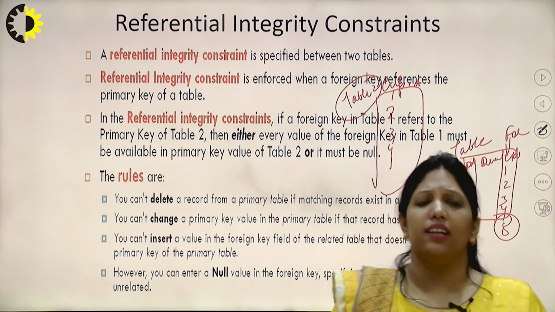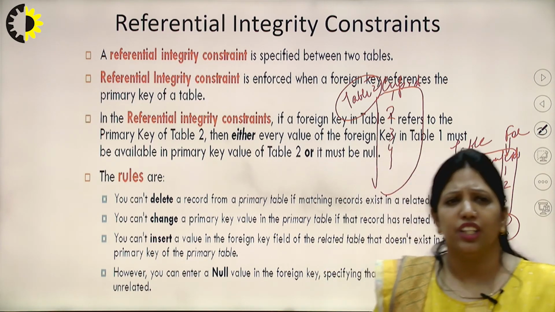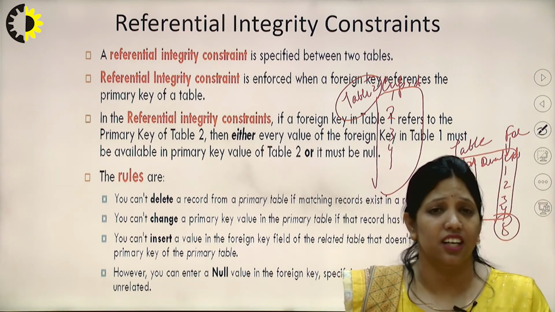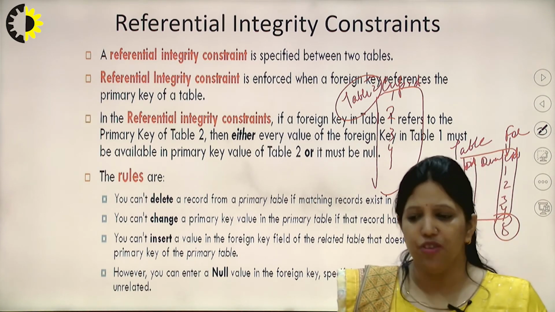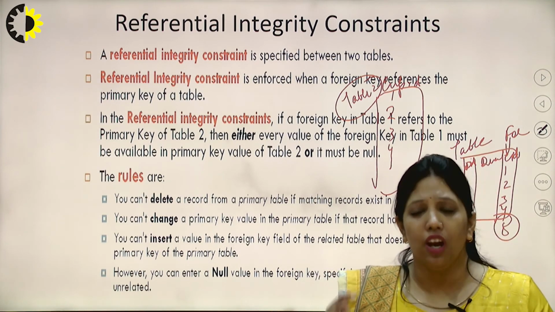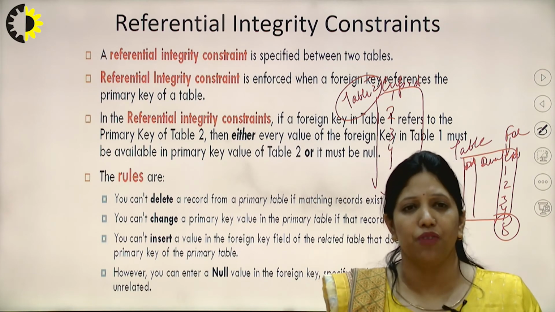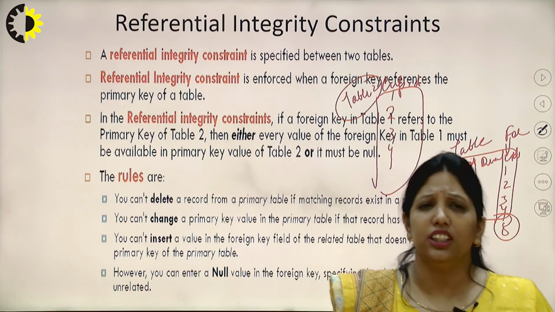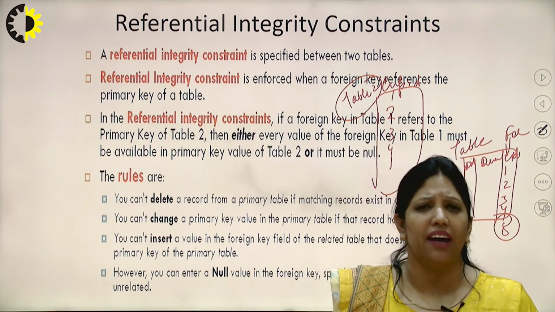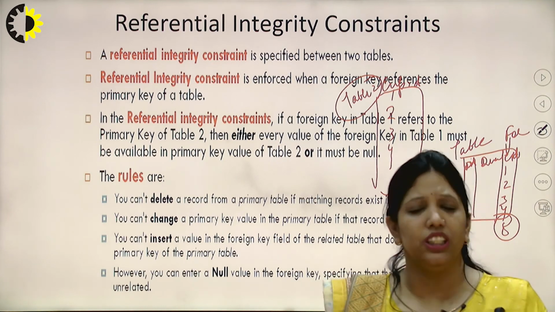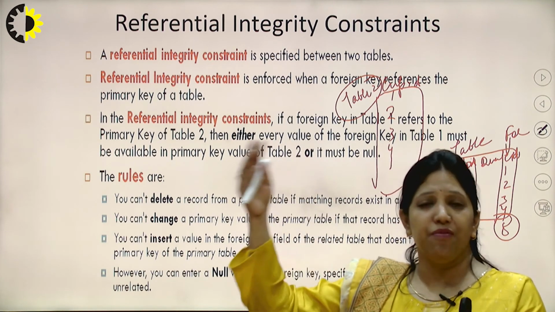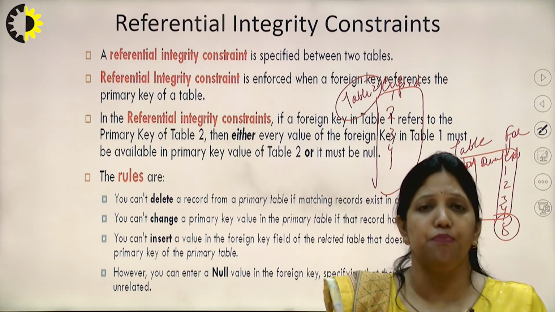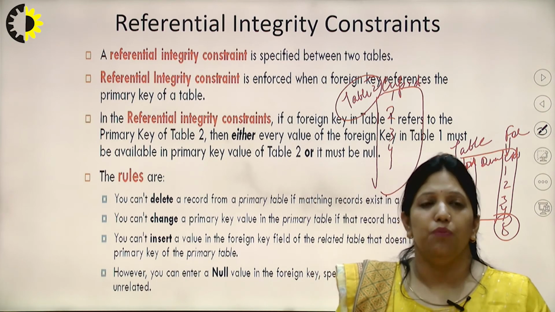So the rules for this referential integrity constraint are: you cannot delete a record from the primary table if a matching record exists in the related table. If we are using the primary key as a foreign key, then we will not delete any record from the base table if that data is used in the foreign key. You cannot change a primary key value in the primary table if that record has a related record. If we have used this employee ID as a primary key, and we have used it in another table as a foreign key, then we cannot change any primary key value in the base table.